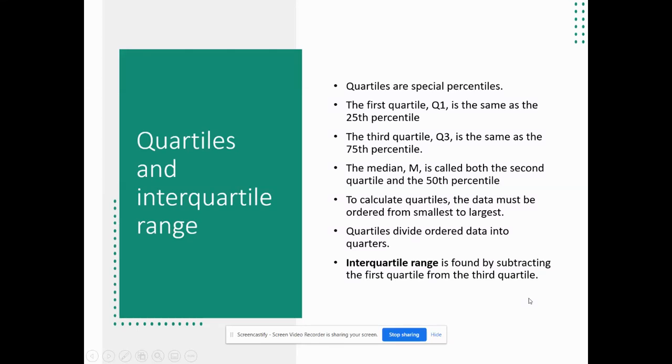Okay, so let's keep going again. So now we have something called quartiles and interquartile range. Quartiles are very special kinds of percentages. If I say that you're in the top 10% of your class, that means 90% of the other people are behind you, like in GPA and standing.